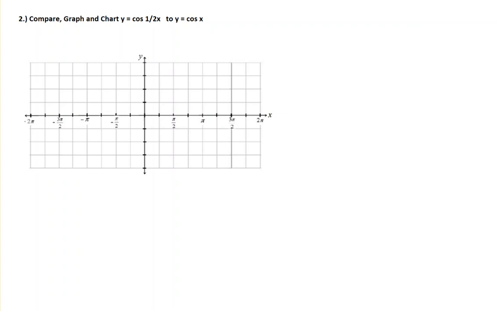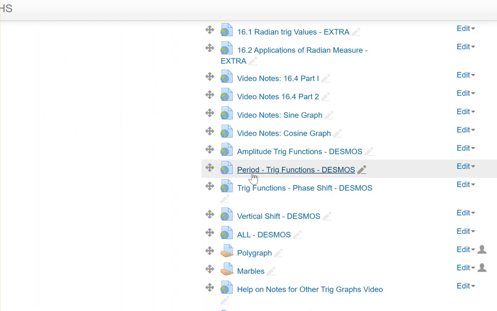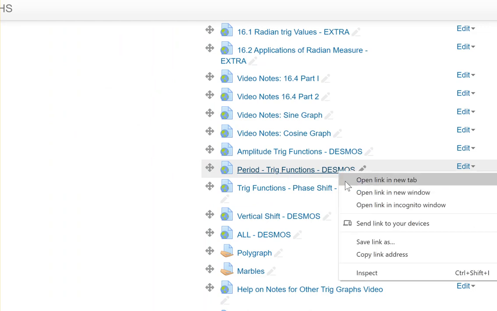In our last lesson, we talked about how we can make an amplitude change with our sine and cosine graph. In this one, we're going to talk about how the period change will happen, and we'll see what that looks like. So again, what I'd like you to do is hop onto Moodle, and you'll see a link that says period trig functions Desmos.